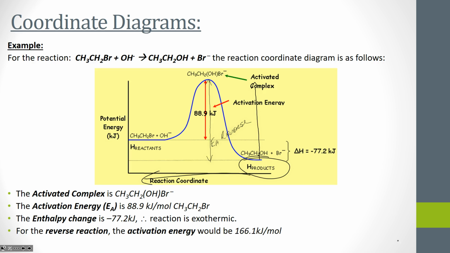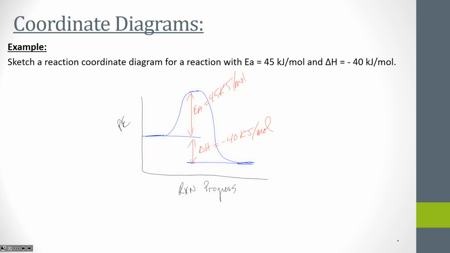More on reverse reactions as we go, but we should be able to understand that to go reverse, we would start at the products and we end at the reactants. We're going from right to left rather than left to right. So when we're sketching coordinate diagrams, that's just what we're going to do. We're just going to be drawing a sketch, and that's all this is.